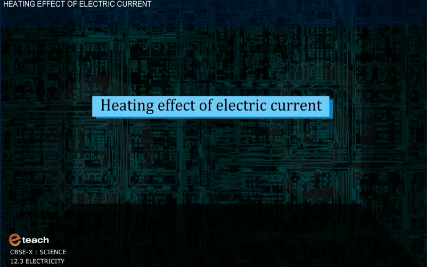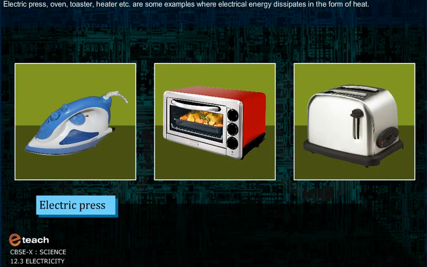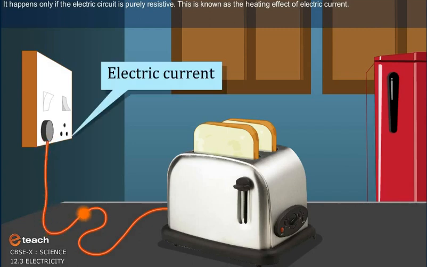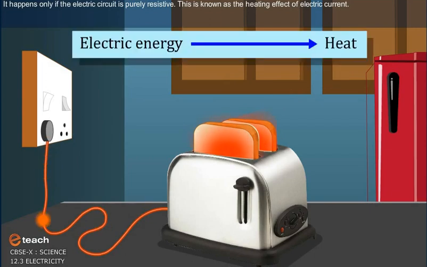Heating effect of electric current. We often observe this in our everyday lives. For example, an electric fan becomes warm if used continuously for a longer time. Electric press, oven, toaster, heater, etc. are some examples where electric energy dissipates in the form of heat. It happens only if the electric circuit is purely resistive. This is known as the heating effect of electric current.